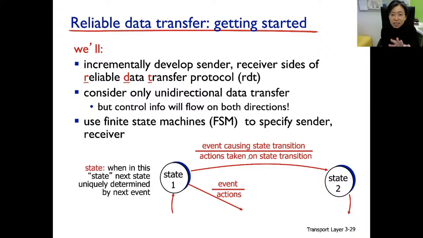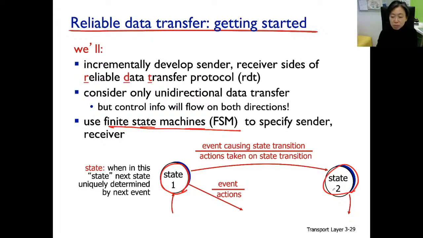Now, another thing that I need to introduce is how I'm going to describe these RDT mechanisms. We're going to use this thing called finite state machines, FSM. So here's one state, here's another state, two states. So a finite number of states.